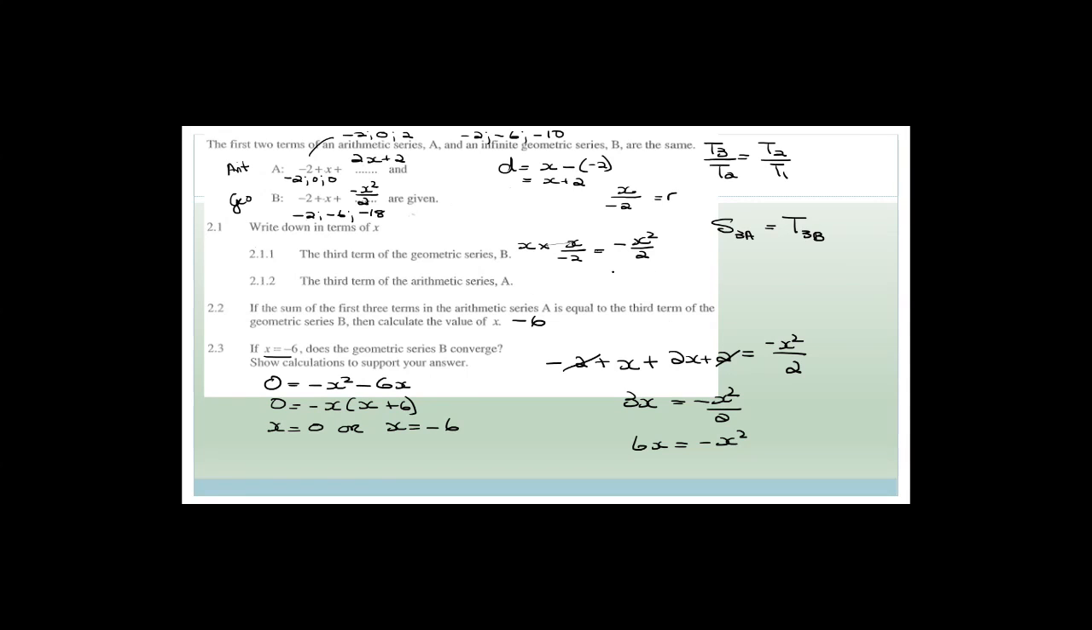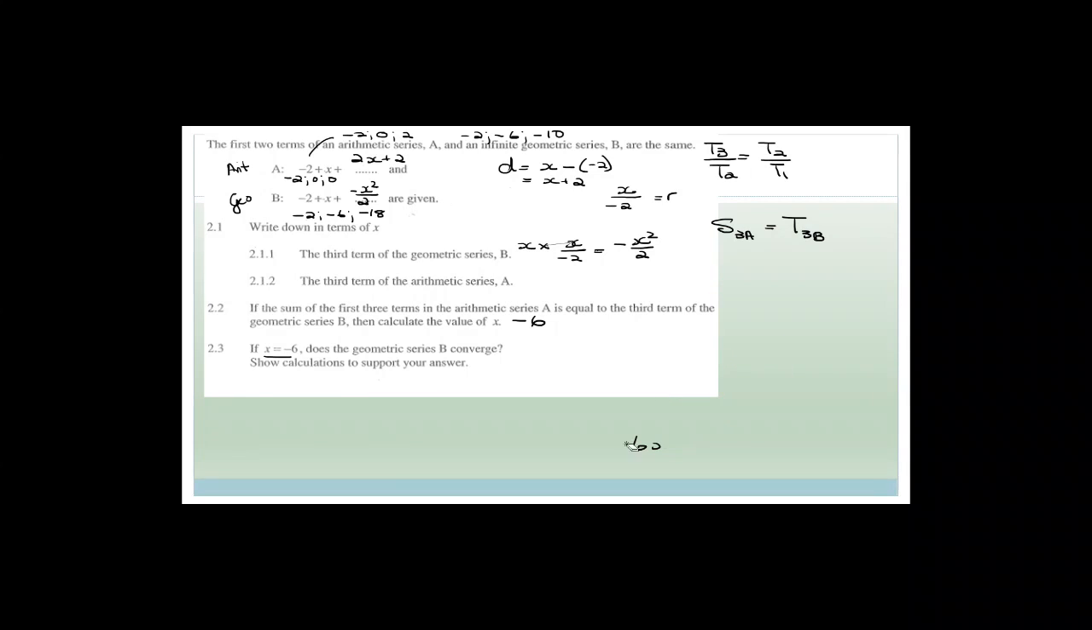It says, does the geometric series B converge? Show the calculations to support your answer. Okay. In order for a geometric series to converge, your ratio R has to be between 1 and minus 1. So we've worked out what the R is already. We worked it out to be x divided by minus 2.